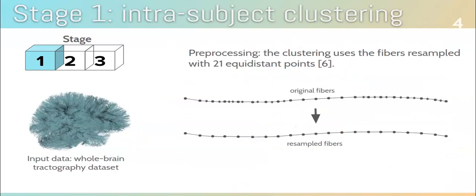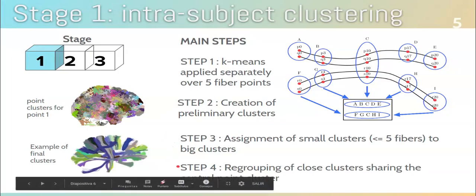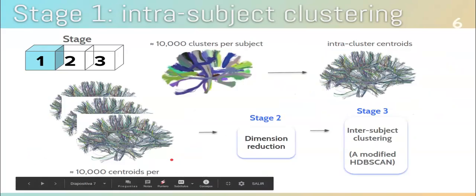The use of the FFClust technique requires that each fiber be sampled to 21 equidistant points. This fast fiber clustering achieves good quality through a technique based on the fiber point distribution. It can be divided into four steps. First, k-means is applied to some fiber points. Then preliminary fibers are generated. Small clusters are reallocated to larger clusters. And finally, candidate fiber clusters are merged.